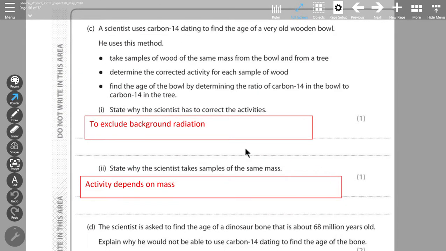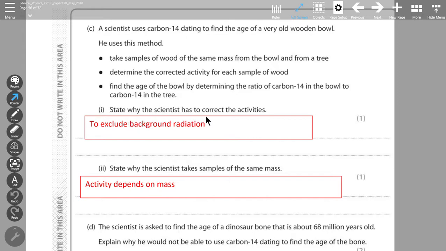A scientist uses carbon-14 dating to find the age of a very old wooden bowl. Here he uses this method. Take samples of wood of the same mass from a bowl and from a tree. Determines the corrected activity of each sample of wood. Finds the age of the bowl. Determines the ratio of carbon-14 in the bowl to the carbon-14 in the tree.